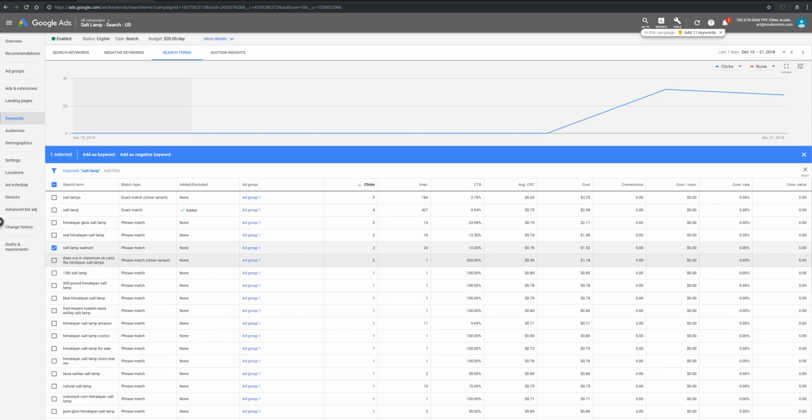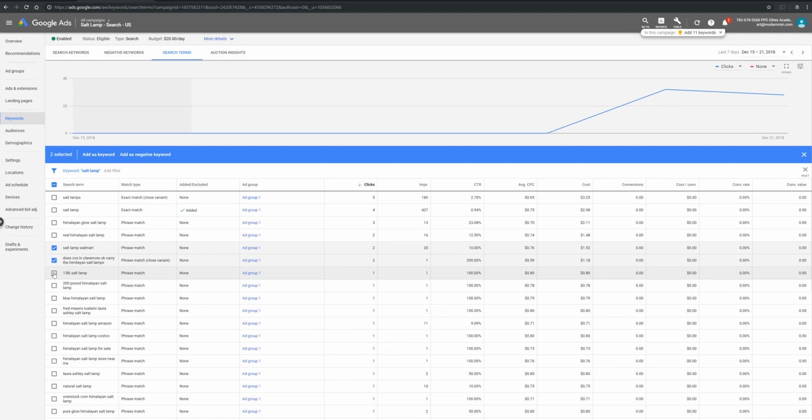The CVS in Claremore, okay, carry the Himalayan salt lamps. Yeah. Why do we even want to show up for that? That's just a very vague question that has nothing to do with people buying from our store. So it's very simple to kind of figure out. There's a lot of keywords that are very obvious that you want to add as negatives, like this one, for example. 13-pound salt lamp.